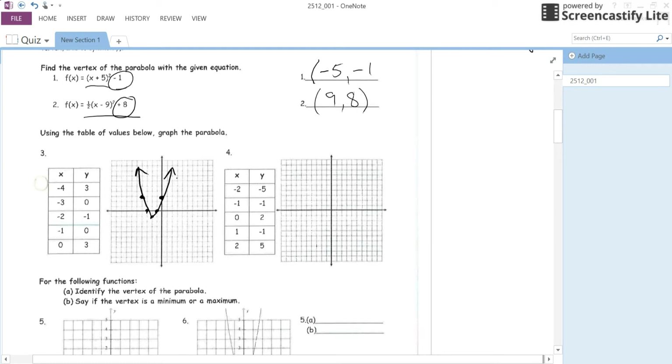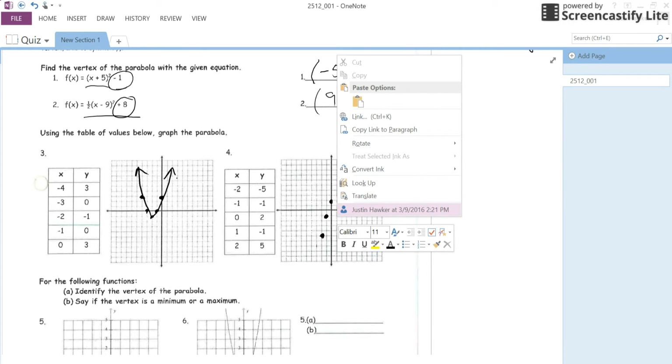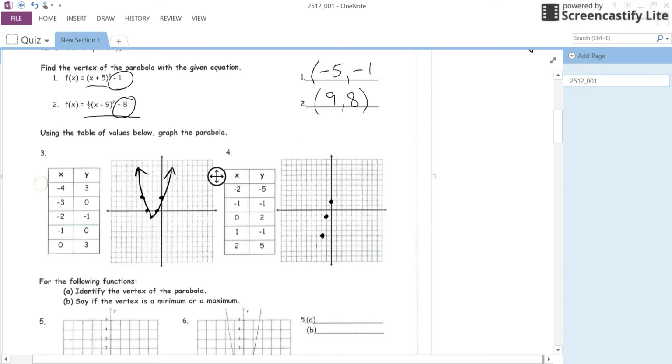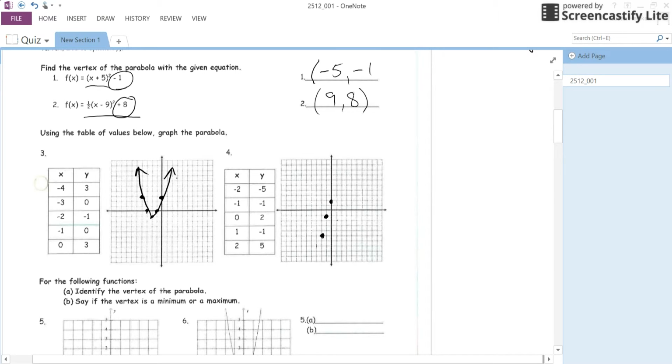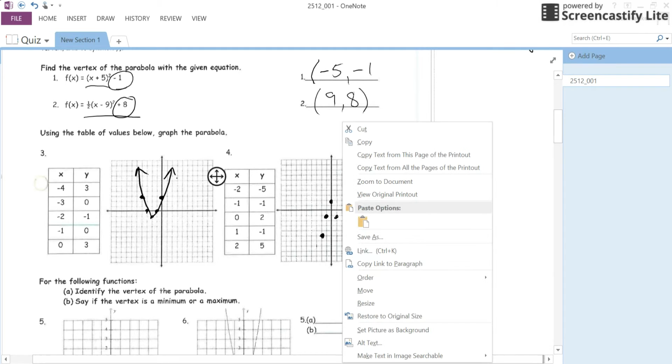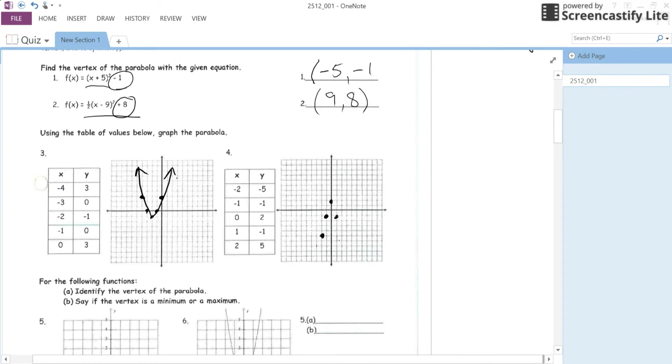And that's it. So then I'm also going to graph this one. So -2, -5, 2, 3, 4, 5. And -1, -1, 0, 2, 1, -1, and 2, 2, -5. Okay, and then I can just go ahead and graph.